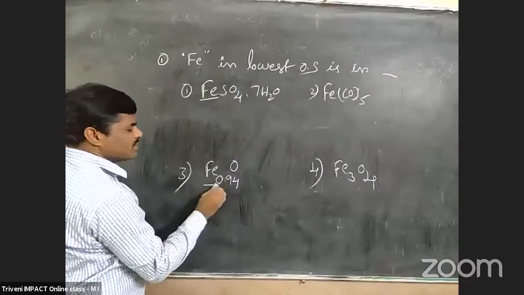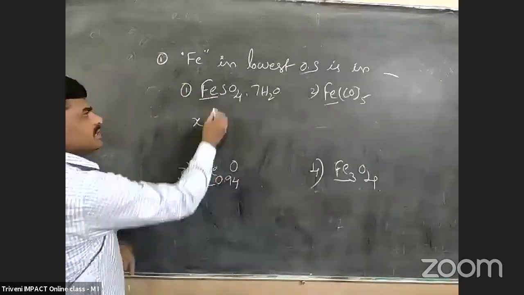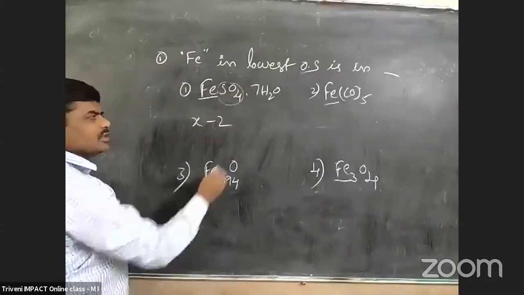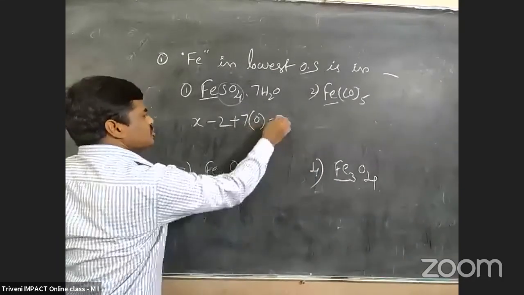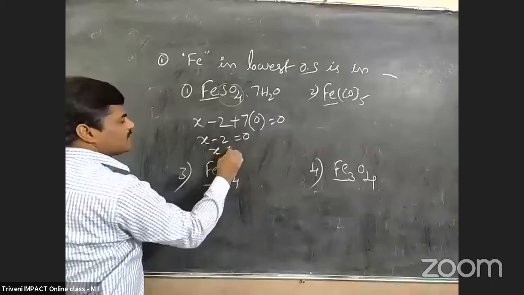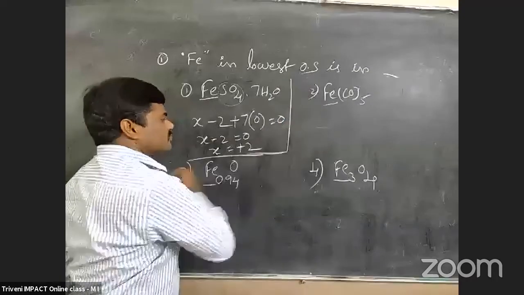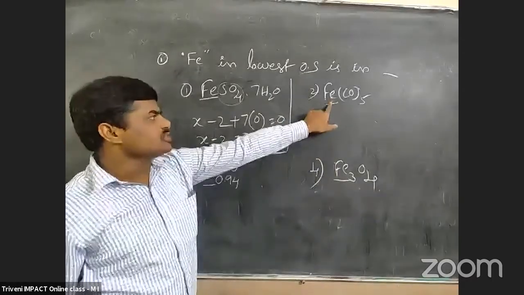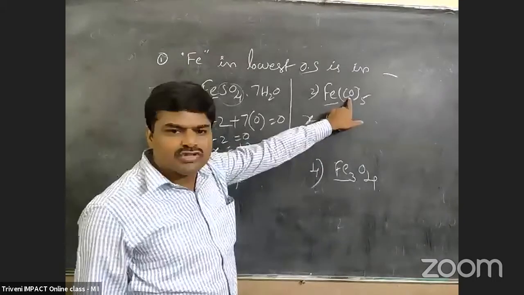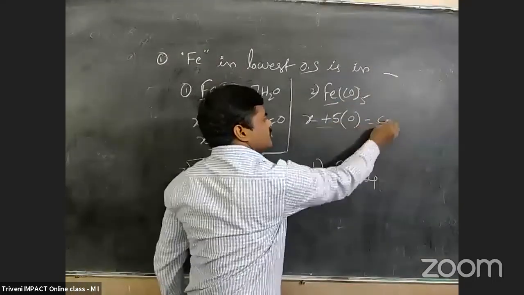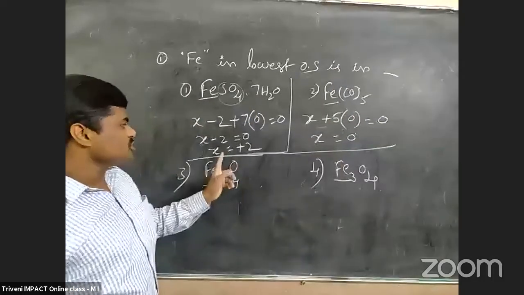So in all options we should calculate the iron oxidation state. Let the oxidation state of Fe be x. In the first option, SO4 oxidation state is -2, plus 7 into H2O oxidation state is 0, a neutral molecule, equal to 0. So x minus 2 is equal to 0, x is equal to +2. So in the first option, the oxidation state of Fe is +2. Now coming to the second option, let the oxidation state of Fe be x, plus 5 into the oxidation state of CO, a neutral molecule, so it is 0, equal to 0. x is equal to 0. So in the second option, the x value is 0.